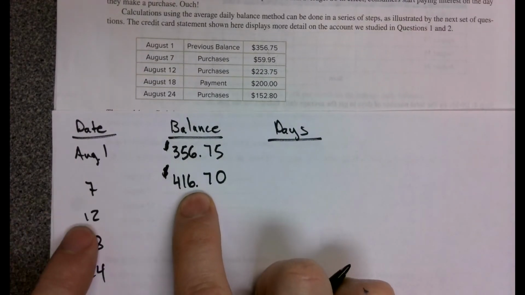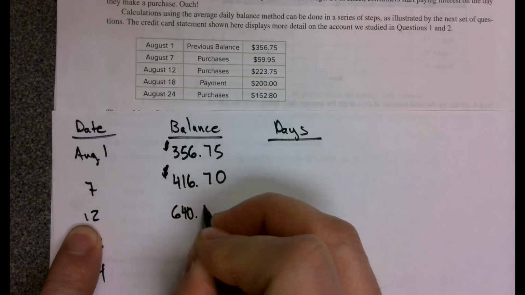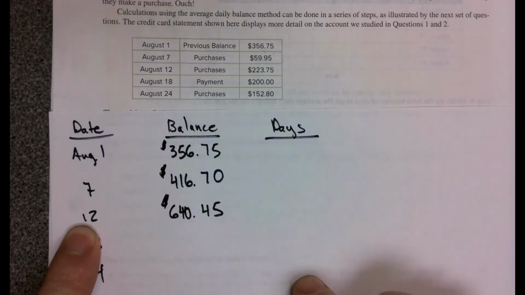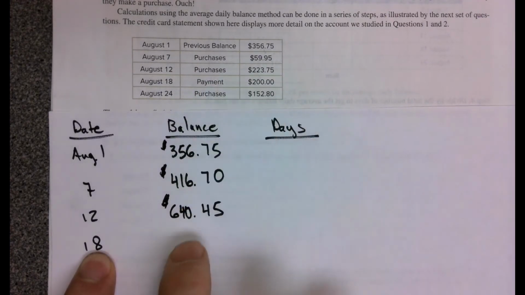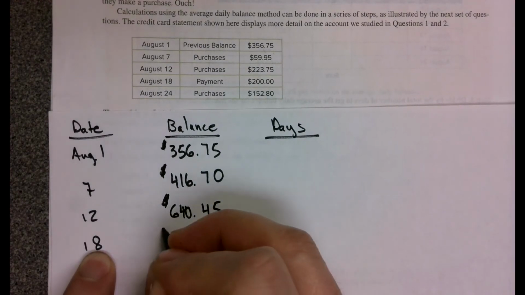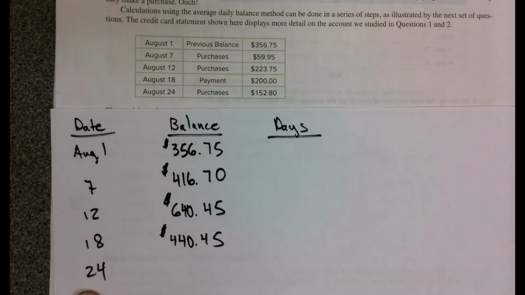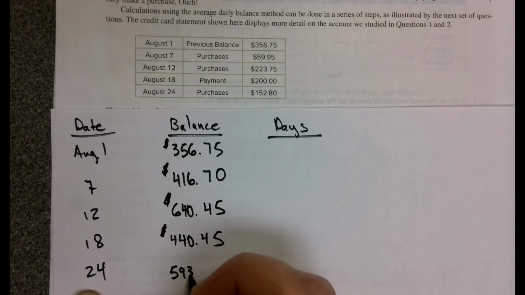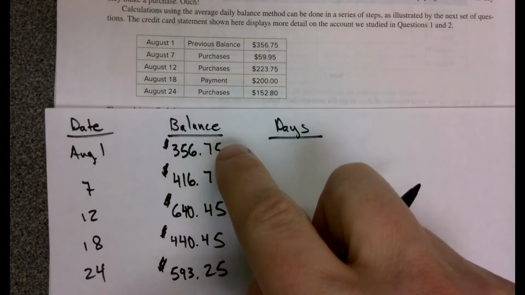Well, it remains that balance until the 12th, where we make another purchase, this time $223.75, and that ends up our balance being $640.45 on the 12th. And then on the 18th, we make a payment. Notice this is a payment, so we're going to subtract that from this amount. So 640.45 minus 200 is 440.45. The balance remains that until the 24th, when we make another purchase of 152.80. And so the balance for the remainder of the month remains 593.24. So these are the balances for each day.